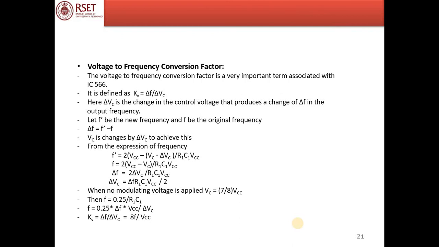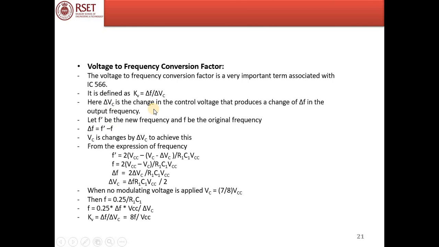So another important term is the voltage to frequency conversion factor. That is another important term associated with this IC 566. It is denoted by kV and it is defined as delta F by delta VC. That is the change in the frequency of the output voltage corresponding to the change in the control voltage. That is, there is some change in the control voltage delta VC and it provides some change in the output frequency delta F. So let us try to derive an equation for that.